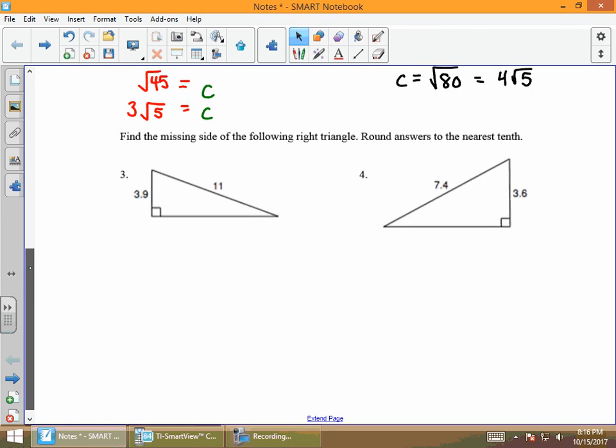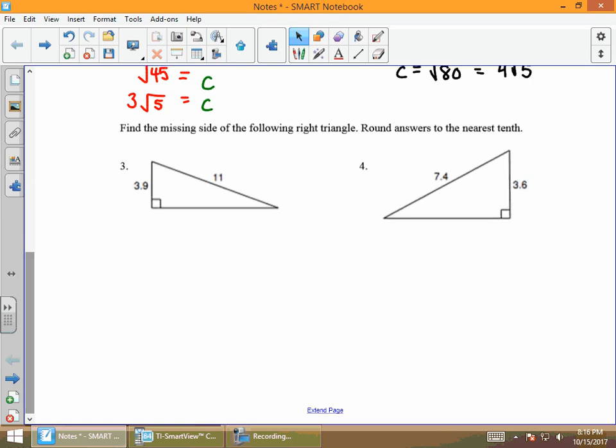All right, as we take a look at the last two examples from this set of guided notes, it wants us to find the missing side of the right triangle. And now we're going to round to the nearest tenth. I like this one a little bit better. So number 3, again, I'm going to identify my legs first. So there's my right angle. Those are my 2 legs, 3.9, and I'll call that b. The hypotenuse is 11.